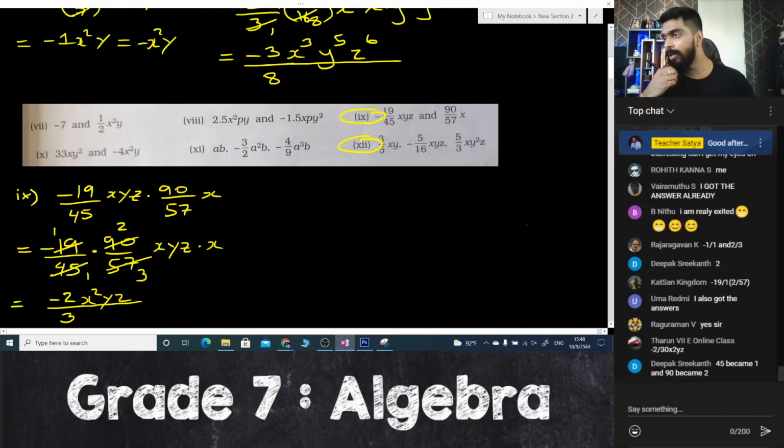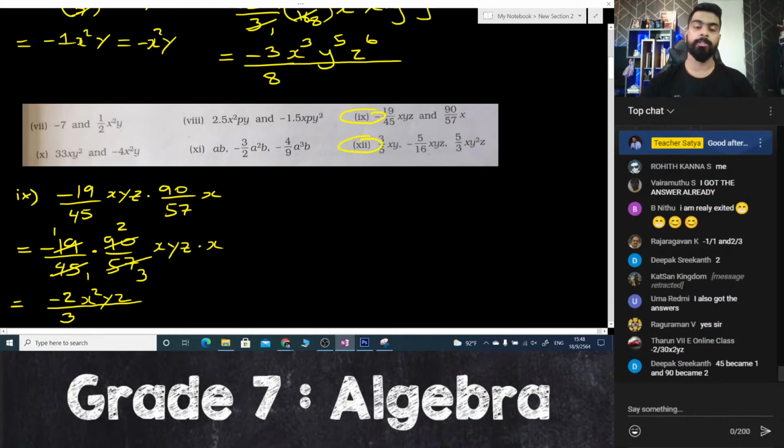Very good. Uma Redmi. Very, very good. Also, guys, usually in these kinds of questions, for the final answer, they would want you to simplify it to the lowest terms, right?